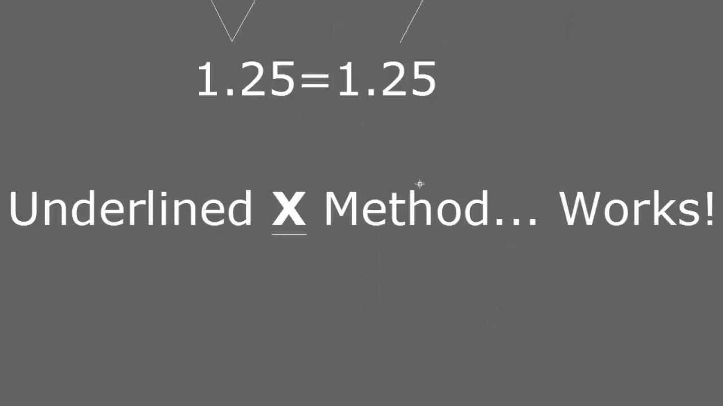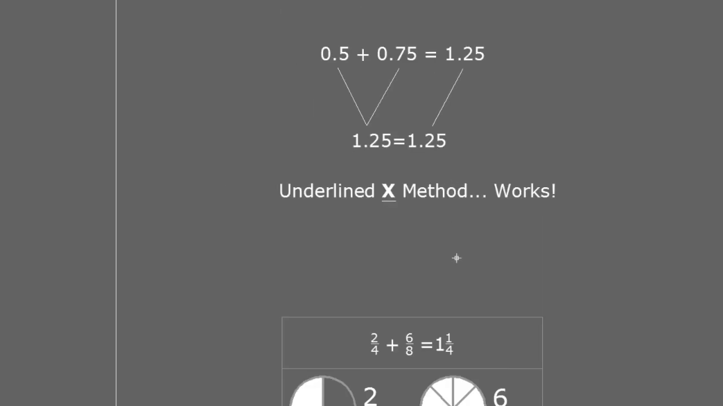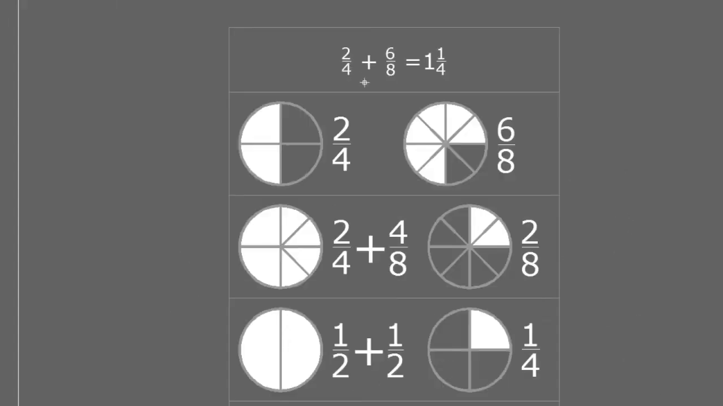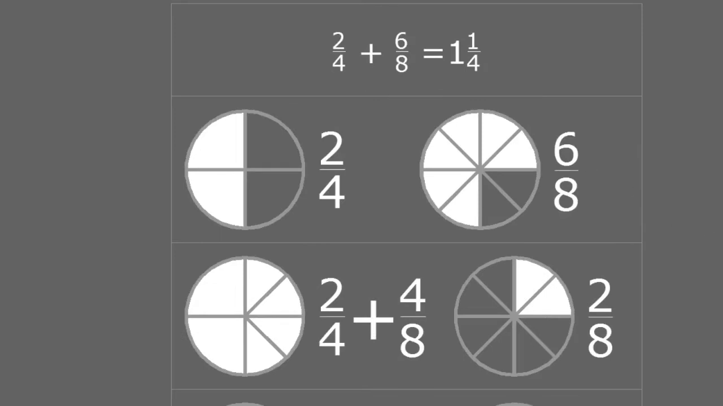So the underlined x method works. You can do the multiplication following the instructions of the underlined x method, and you're going to get the same result on both sides of the equation. Now let's see how that works with food, using the example of pizza.